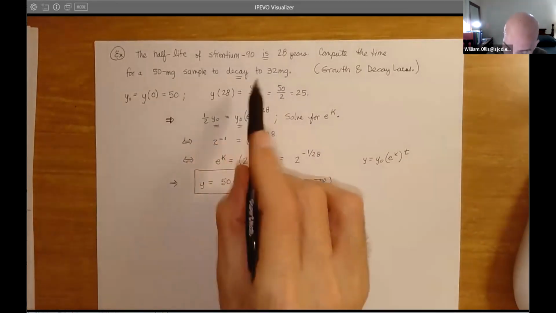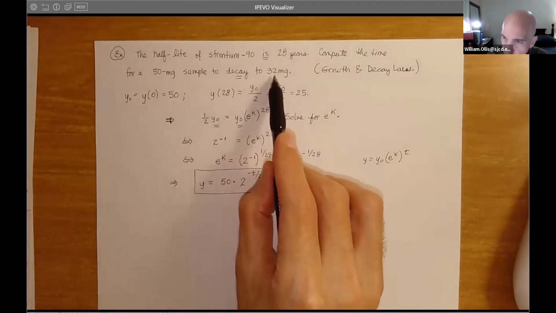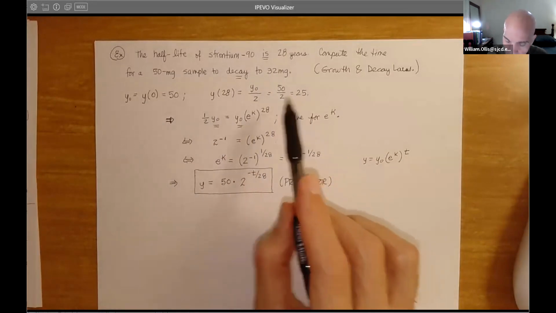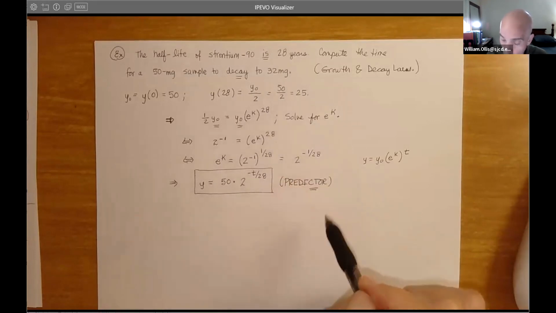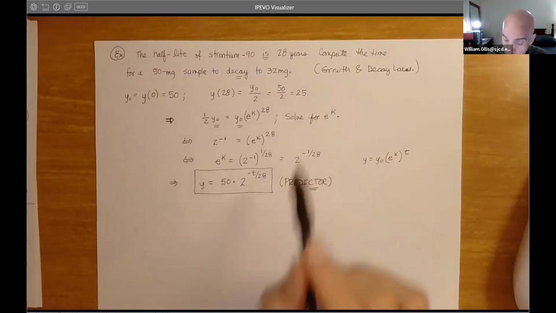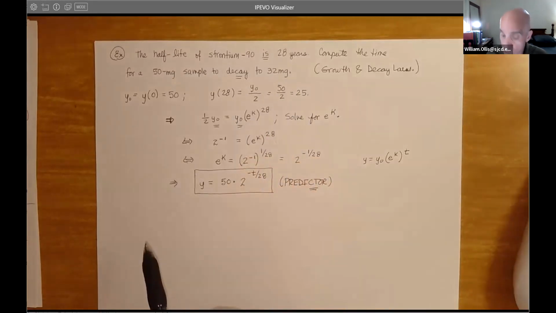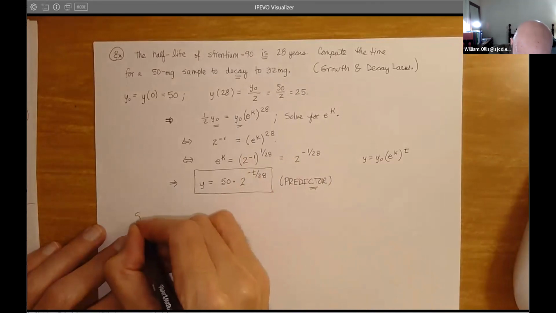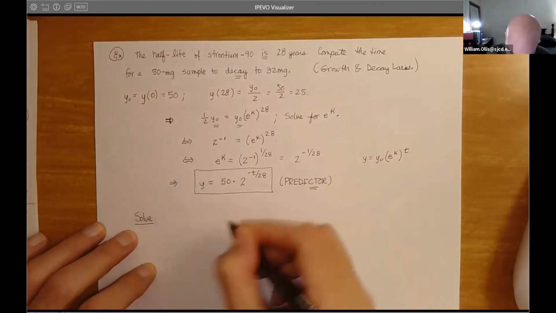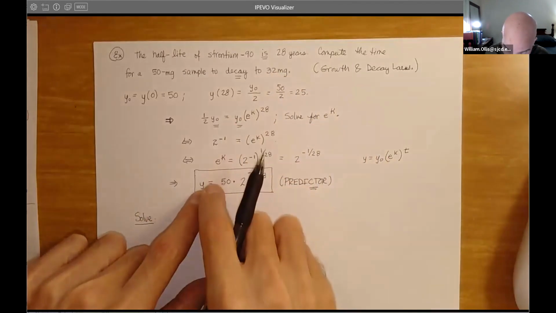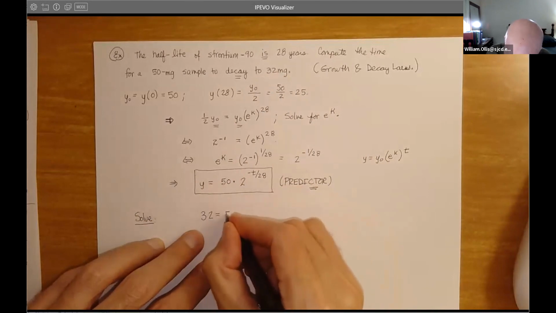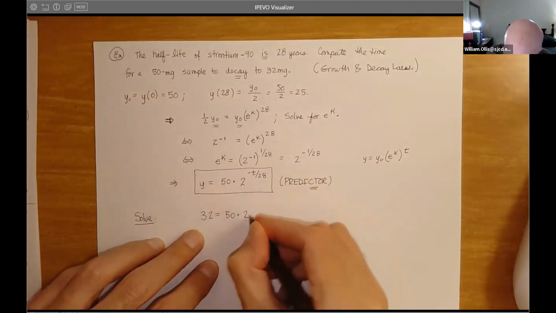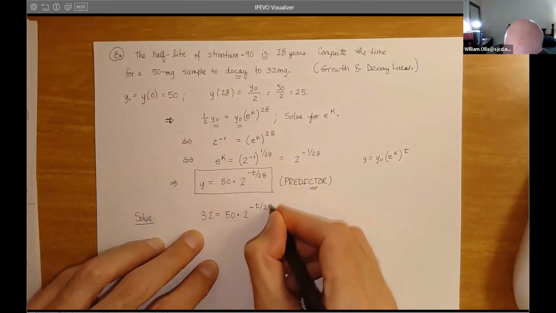And so now we need to know the t for 32. So now the new amount is 32. So we're thinking in this particular case that, of course, this is greater than the 25. So we're looking for a time that would certainly be less in this case than 28 years. So now we can solve. Our amount now will be 32. So we just substitute 32 here using the predictor. 32 equals 50 times 2 to the negative t over 28.